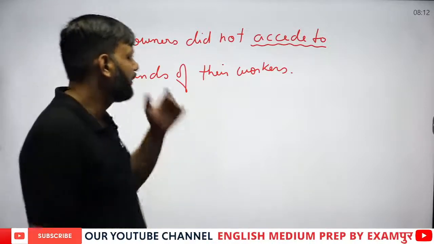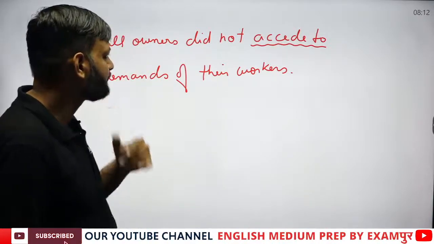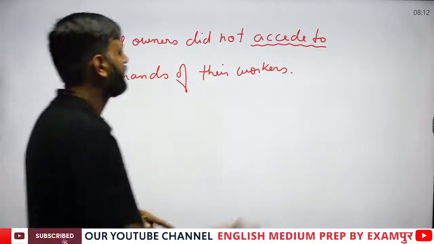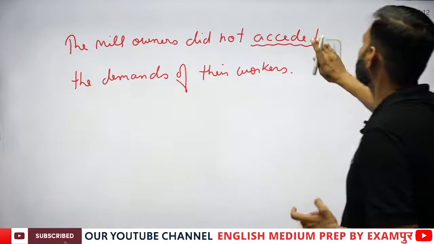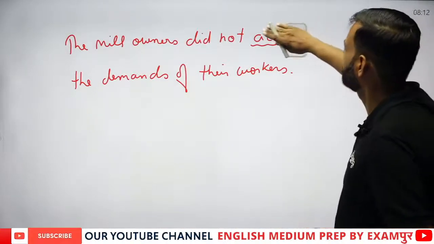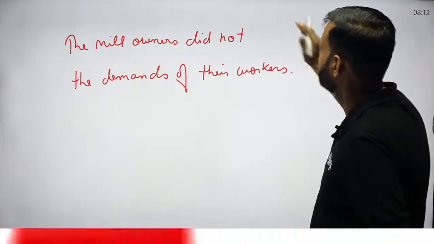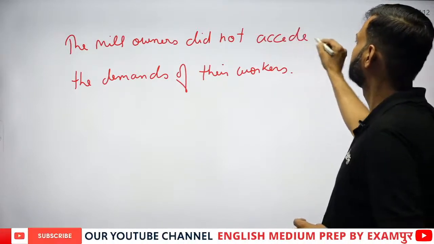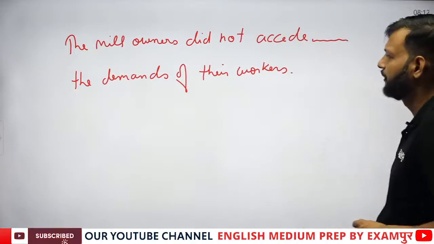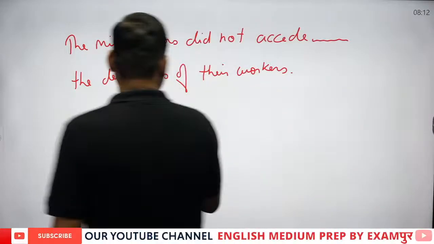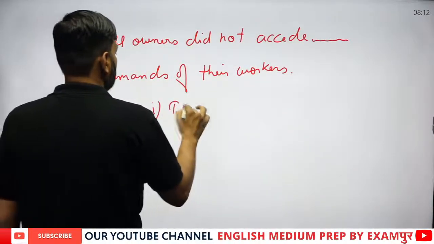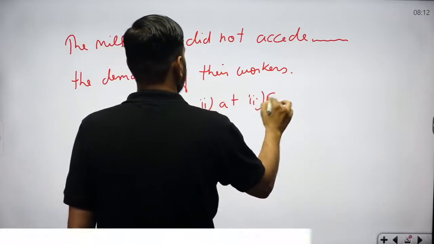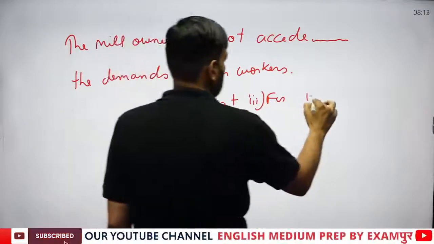Now in which way can this sentence be asked? This can be asked as fill in the blanks: accede blank. Four options will be given: to, at, for, with.